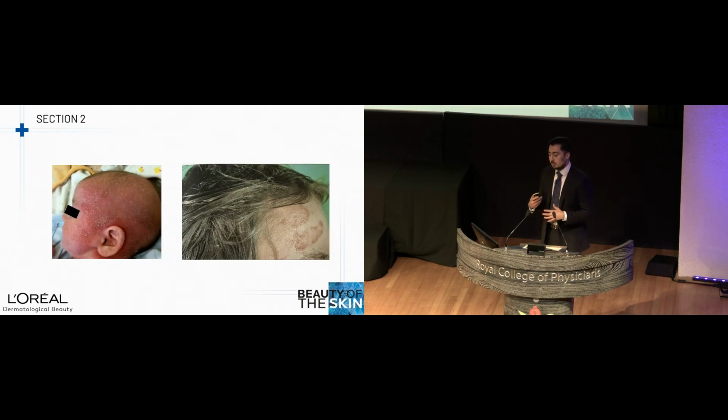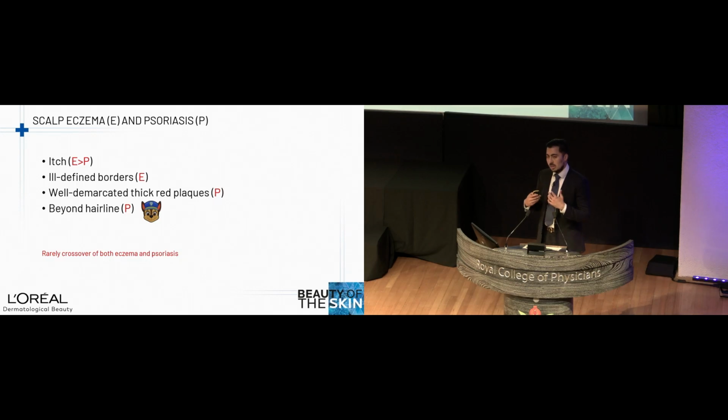So if we move on to section 2, now we're thinking a little bit more about inflammatory causes. So very, very common things that you might see in your clinic. You might see very non-specific erythema, you might see some scaling, but then you might start to see a bit more scaling and thicker areas that are starting to extend over the hairline onto the face or the back of the neck or on the hair. So this is scalp eczema and scalp psoriasis, so very common things that you will probably come across in your GP consultation clinics and further afield in secondary care.